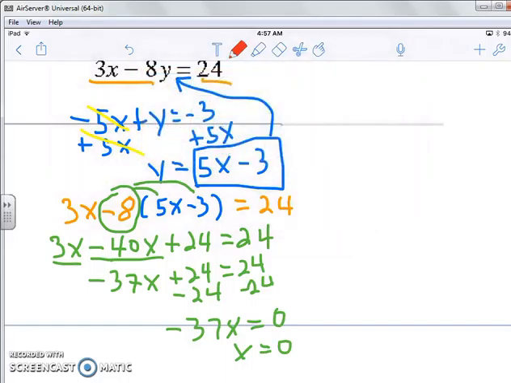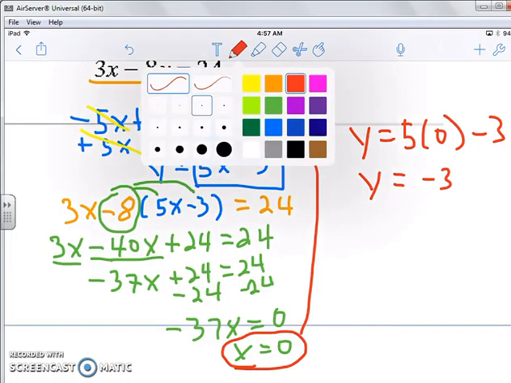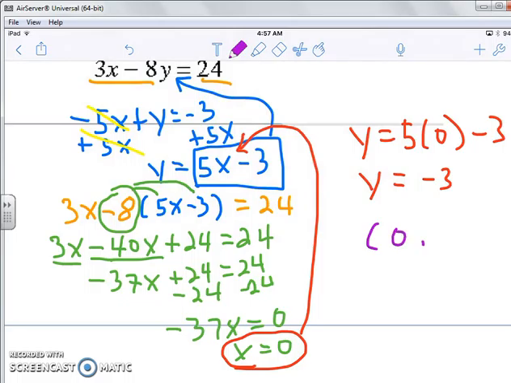Now we're going to take this x equals 0 and substitute it for x. So we still have substitution. Using the equation that's already solved for y, the y equals, I get 5 times 0 minus 3. Sorry, that was my alarm. So 0 minus 3 is just negative 3. And we have our solution set. x is 0, y is negative 3.